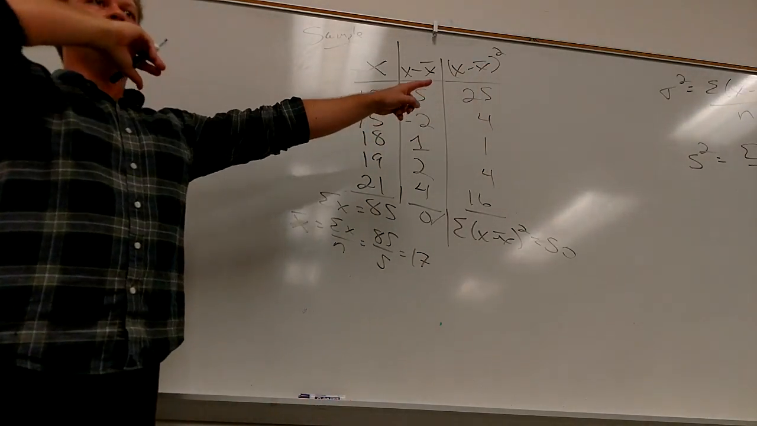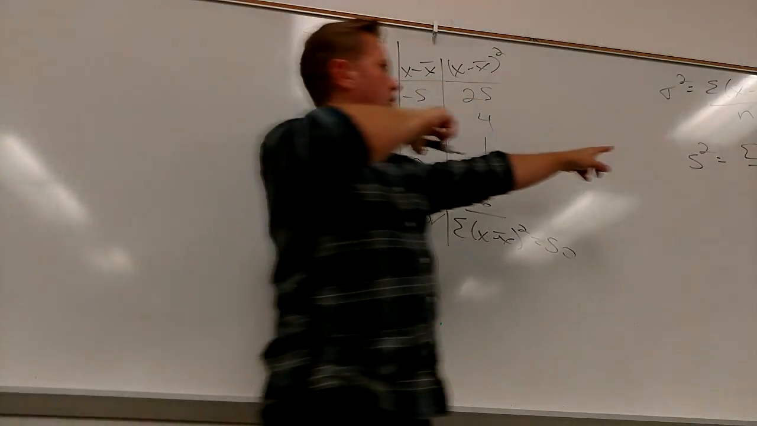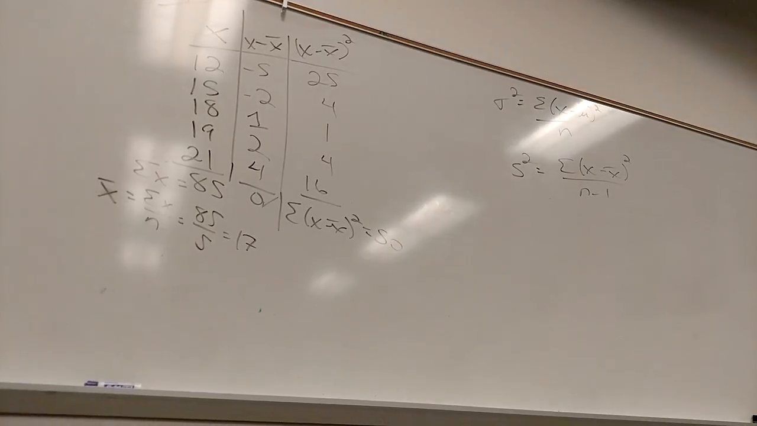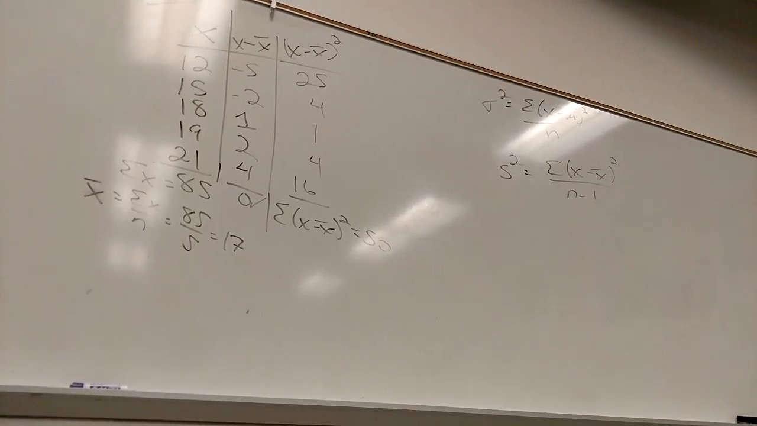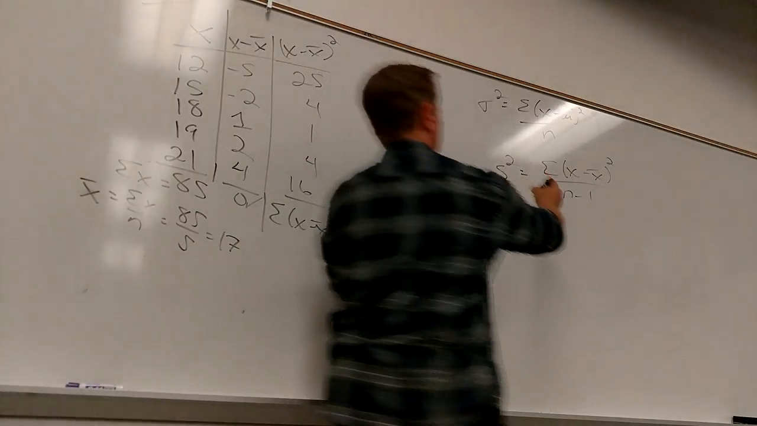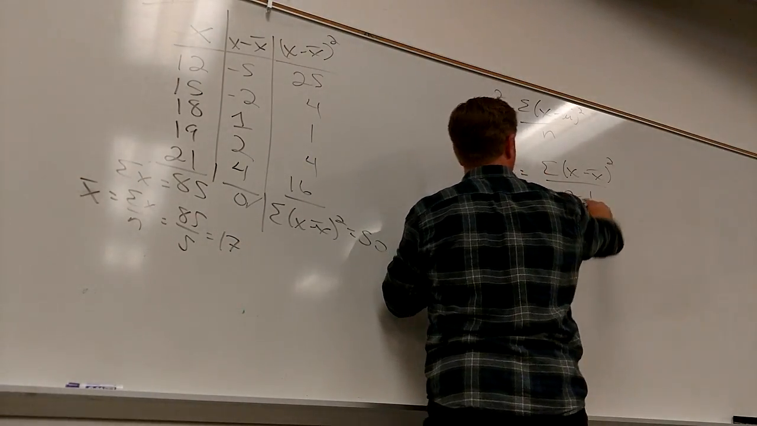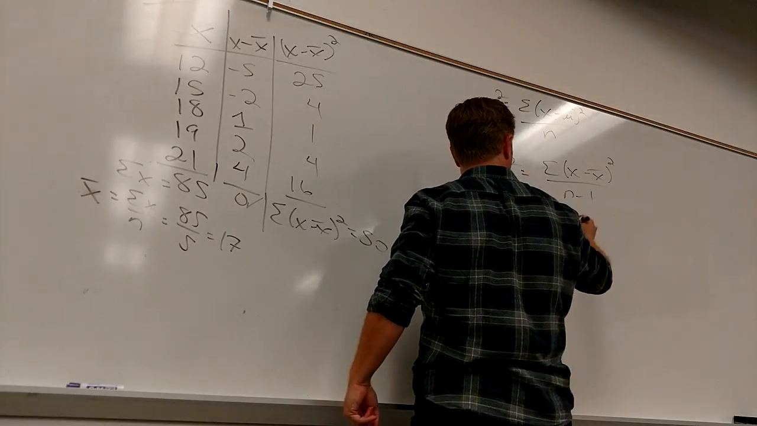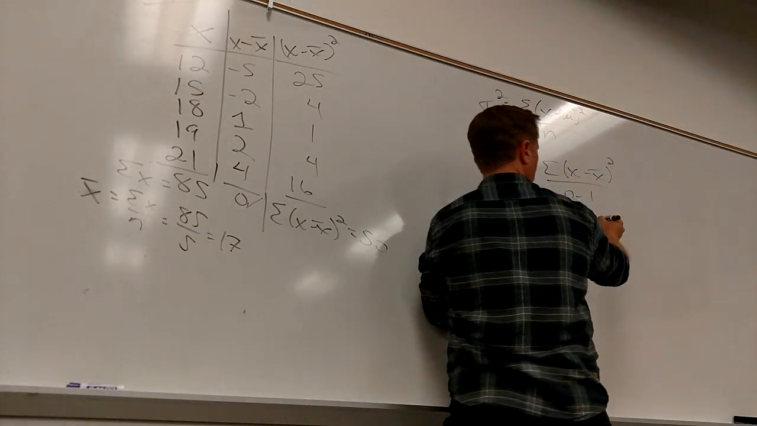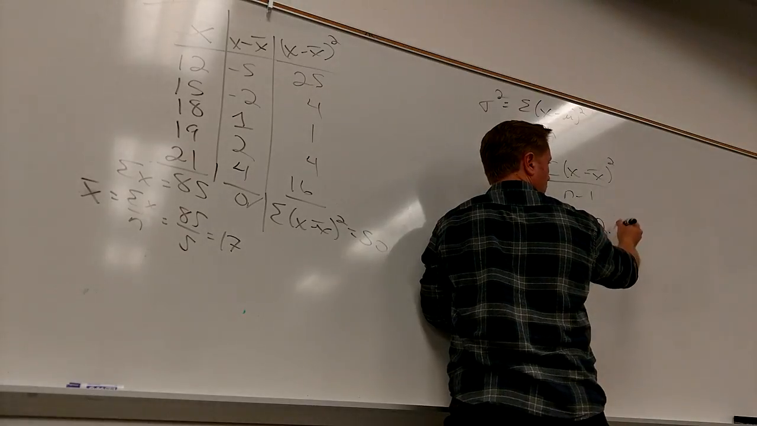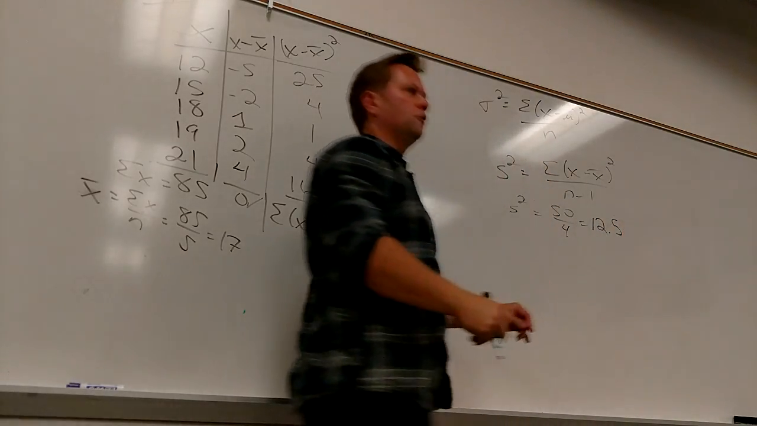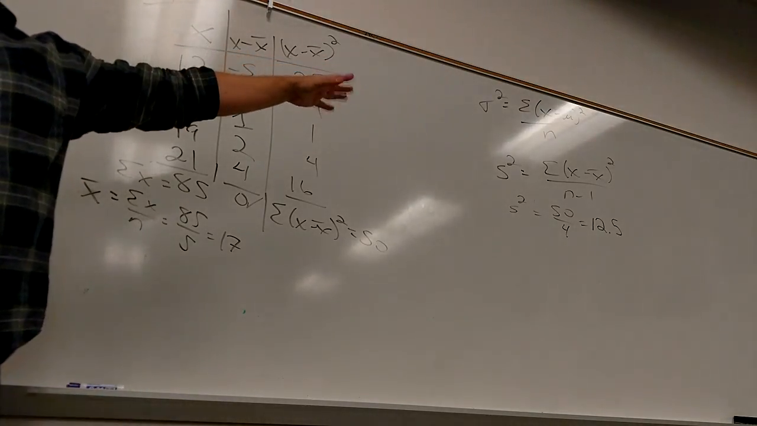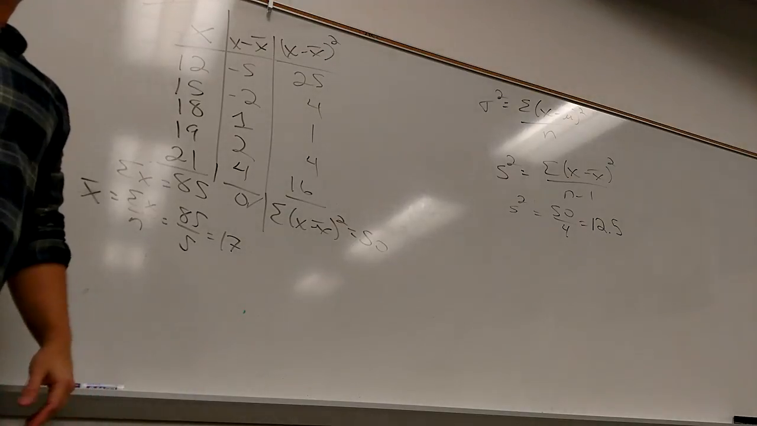So now I can just throw it in the formula and go to town. The formula says the sum of those, which is 50. So here I get 50 divided by 4. Why 4? Because how many things are there? 5. And it's a sample, so we have to do 5 minus 1 to adjust for that. I like it.